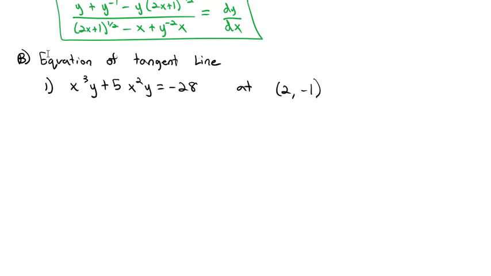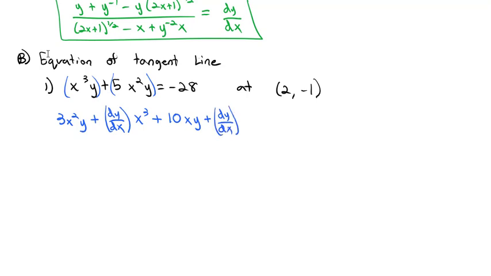First, we need to find the slope of the tangent line, and then it's going to be really easy to find the actual equation. To find the slope, we take the derivative. We've got a couple products. We're getting really good at the product rule here. So we've got 3x squared times y plus the derivative of y is dy dx times the x cubed plus, for the second product, the derivative of the first part is 10x times the y, plus the derivative of the second, which is a dy dx, times the first part, which is 5x squared, equals the derivative of negative 28 is just 0.